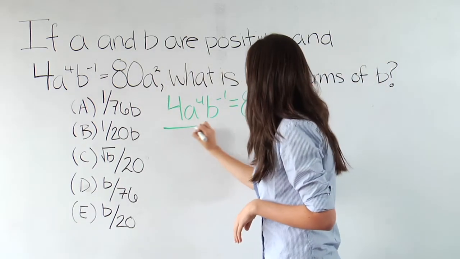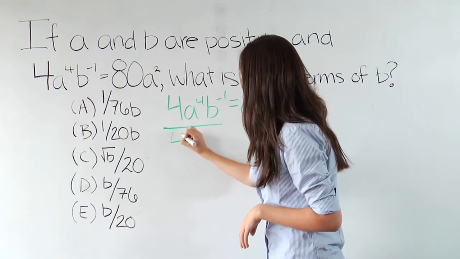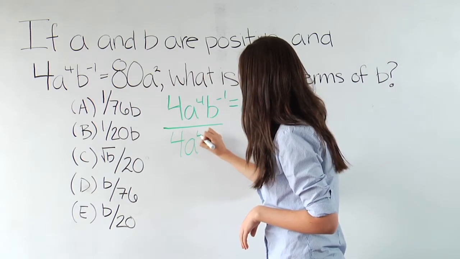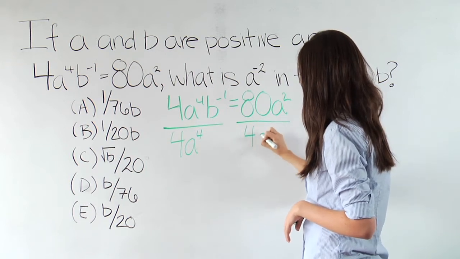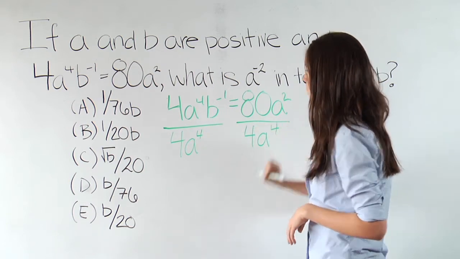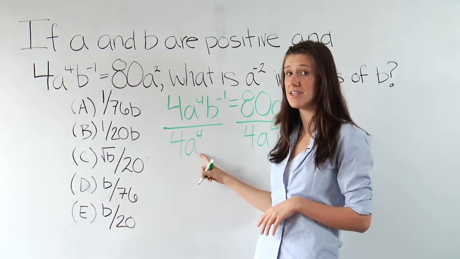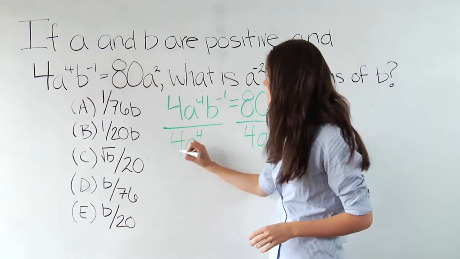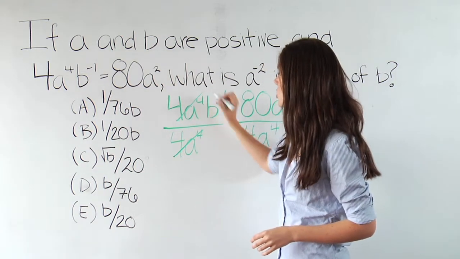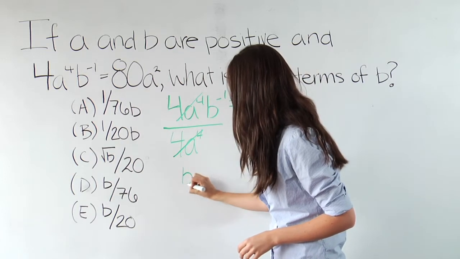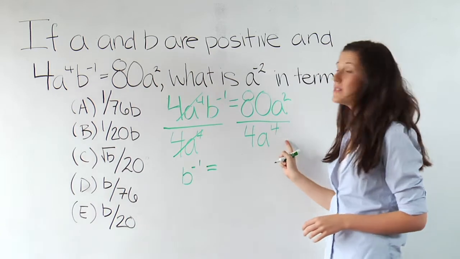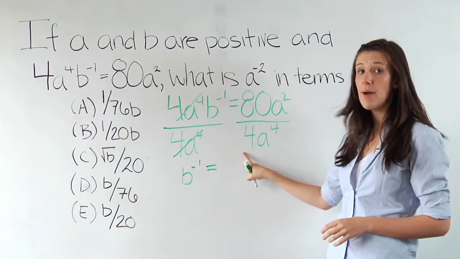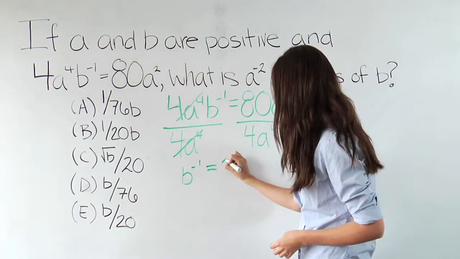So what if I divide each side by 4a to the fourth? What's going to happen? Well, on the left side of the equation, it's going to help me a lot, because they're just going to cancel out. So I'm left with b to the negative 1 on the left side. Now what happens on the right side? Well, 80 divided by 4 is just 20.